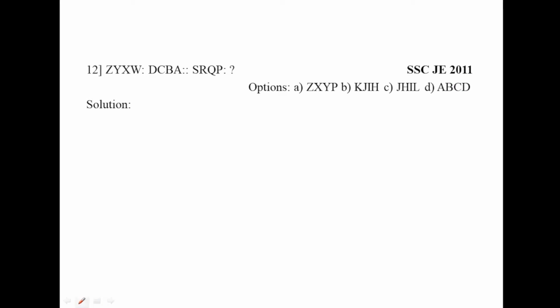Again I will move to the second question, which was also asked in SSC JEE 2011. So Z, Y, X, W, D, C, B, A. Next I want to find out for S, R, Q, P what the question mark is, right? So it may be a complementary series. You can see there is A here, Z is here, next Y is here, similarly B is here, X is here, C is here, W is here, D is here, right? So it may be the complementary series.